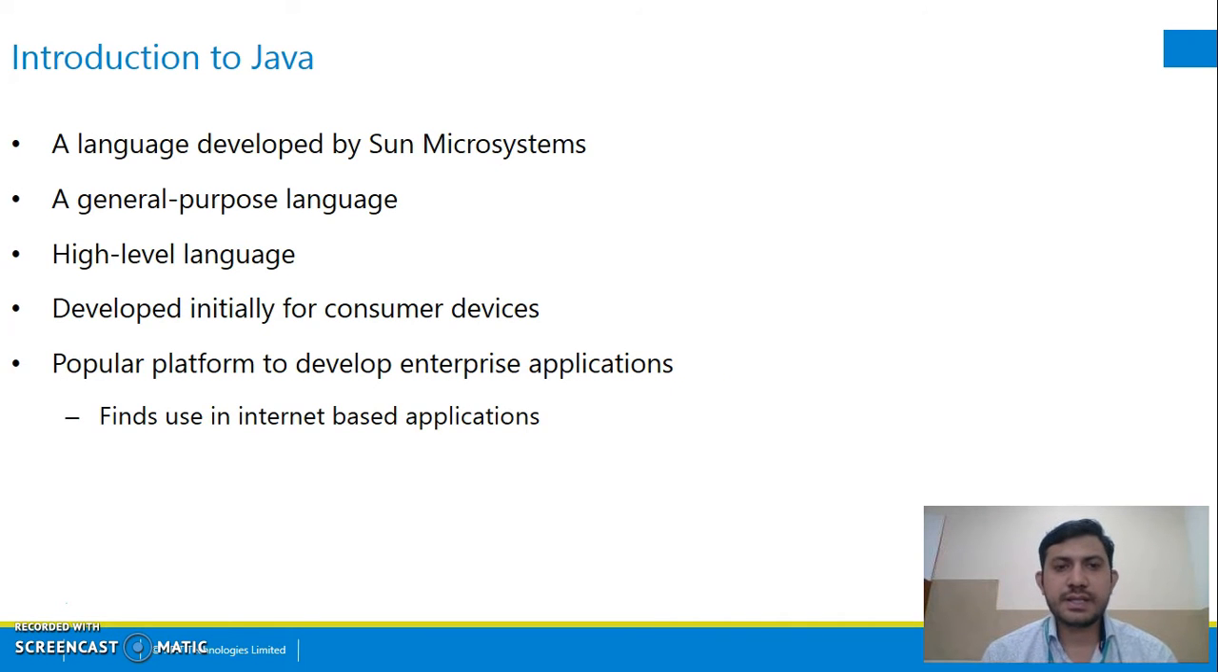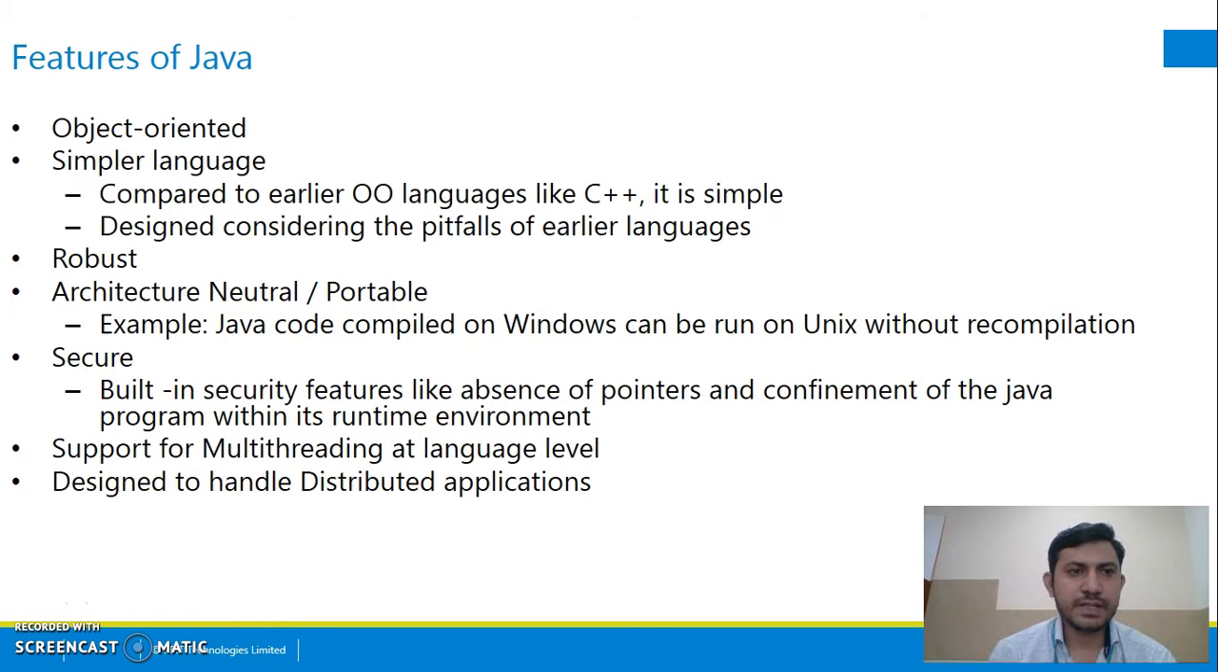So Java is a high level language which is developed by Sun Microsystem in the year 1989. Initially this language was developed for developing softwares for consumer electronics devices. It is a high-level language and a general-purpose language. The following features are provided by Java.